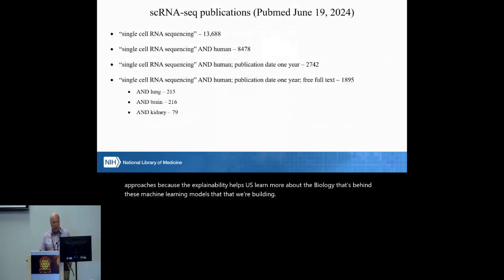So I did a PubMed search to look for publications using single cell RNA sequencing. There's close to 14,000 publications using this laboratory technology. And even within the last year, if we just look for full text articles that are freely available through PubMed Central, there's close to 2,000 publications just within the last year. So the amount of data that's coming out of this kind of technology is really expanding pretty dramatically.